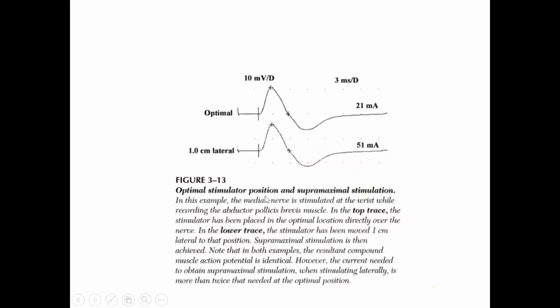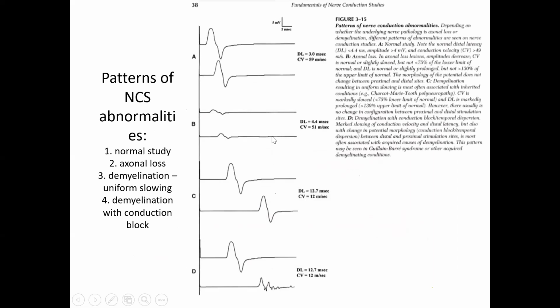Okay, so optimal stimulator position and supramaximal stimulation, that is what I have described just now. So what are the patterns of NCS abnormalities? Suppose this is the A. Okay, this is a normal study with the amplitude and the conduction velocity being normal. Distal latency and conduction velocities being normal.